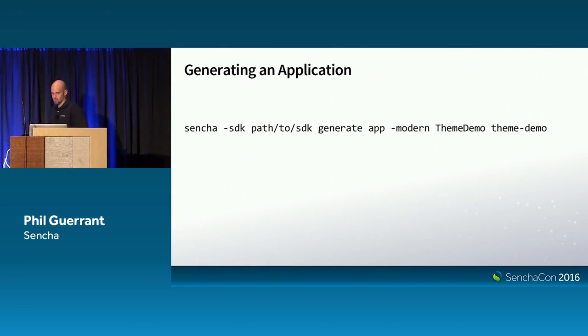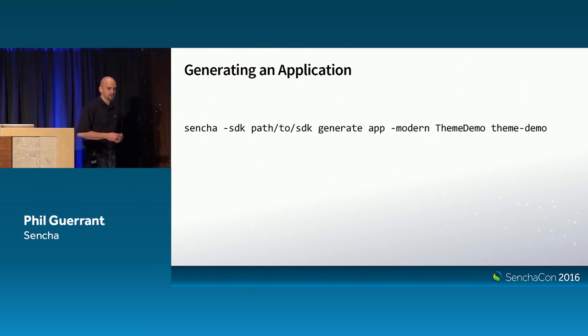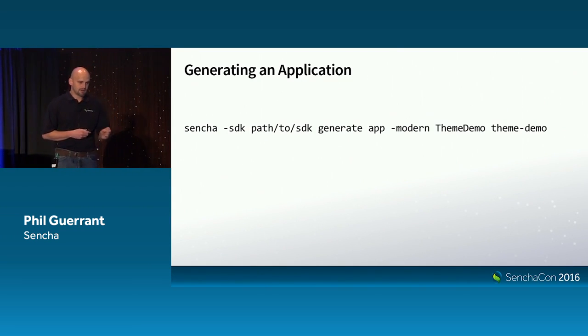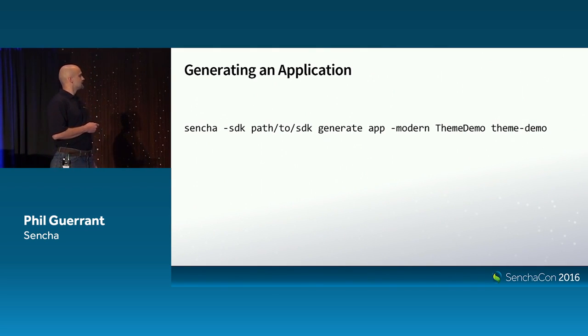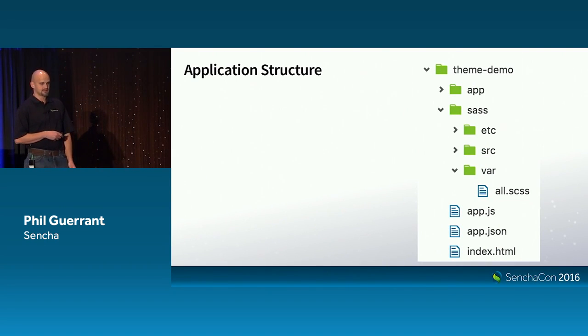So to get started, we want to generate an application. Most of you already have an application that uses Command to build. If you don't, you need to generate one. So we type sencha generate app, and we pass the toolkit switch there to generate a modern app. If you leave that out, it'll be a universal app. And then we put the name of our app and the directory where we want it to go. And that gives us a directory structure, something like this.